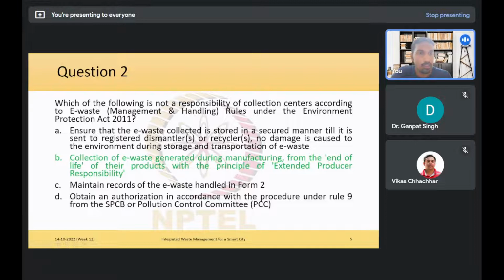So we talked about the extended producer responsibility, which is that the producer is responsible for the collection of the waste from the manufacturing phase till the end of life phase, right? So any e-waste that is generated during the life cycle of the product, the producer is responsible for the collection of all of that e-waste, right? So that is a responsibility of the producer, not the collection center. So option B is not the right one for the collection center.